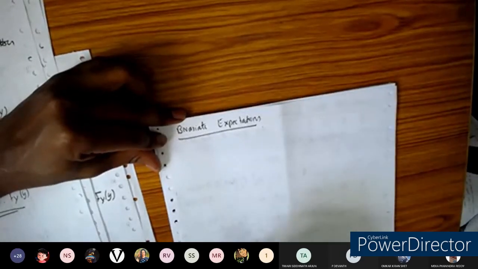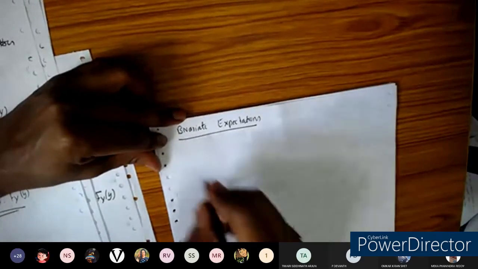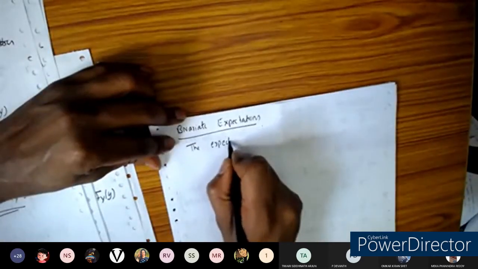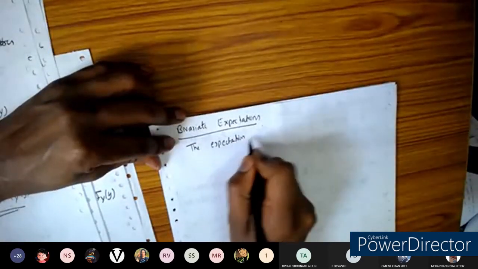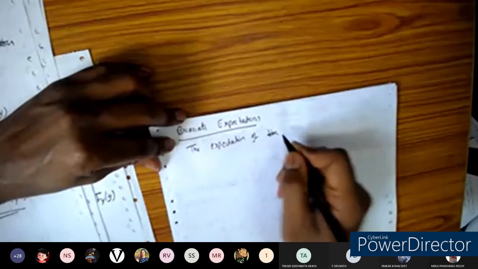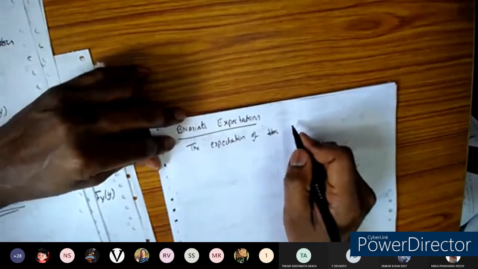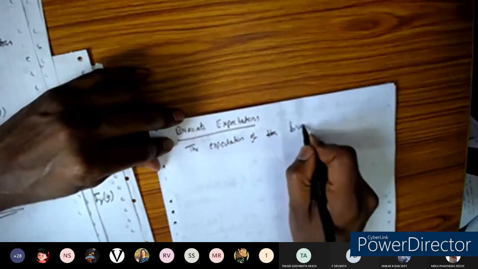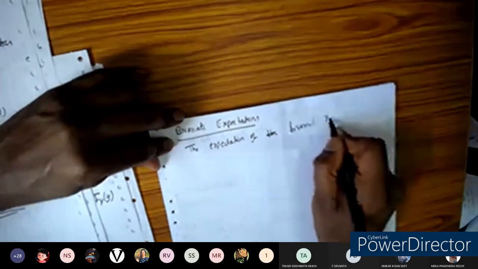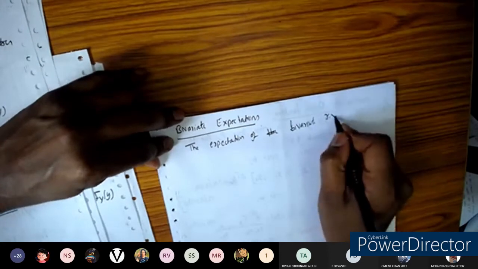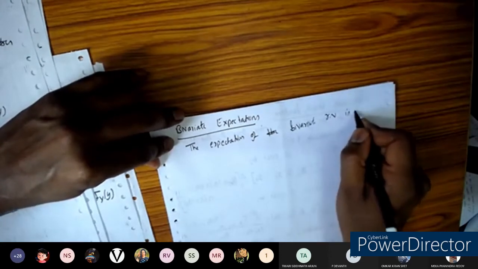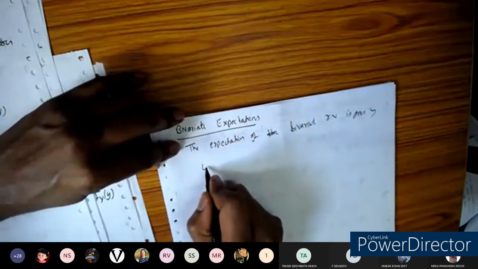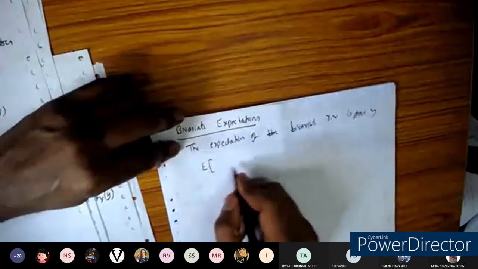Okay, so you can take the expectation of a function of a bivariate random variable, which is given by the following. We can apply the expectation even for this bivariate random variable also.